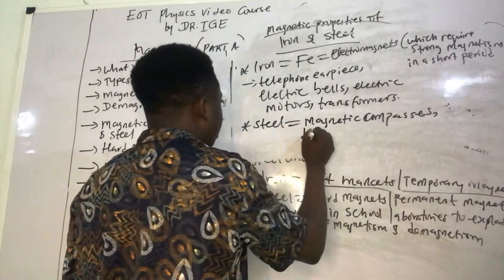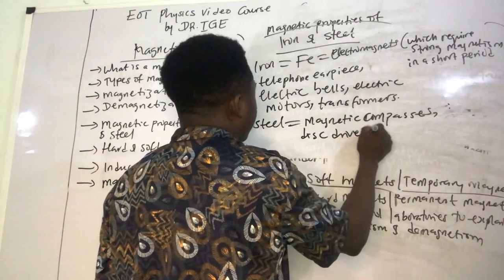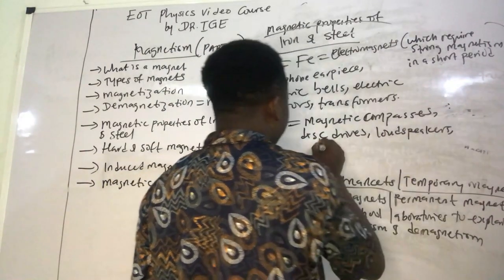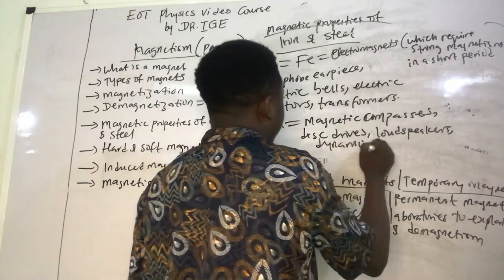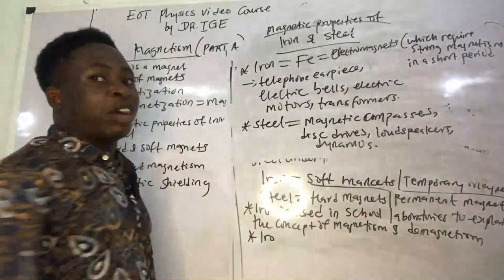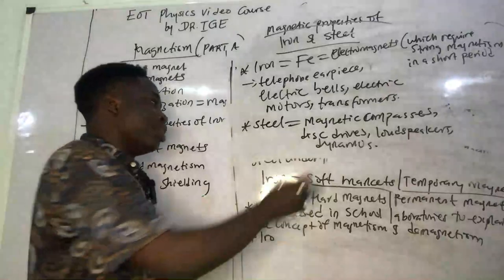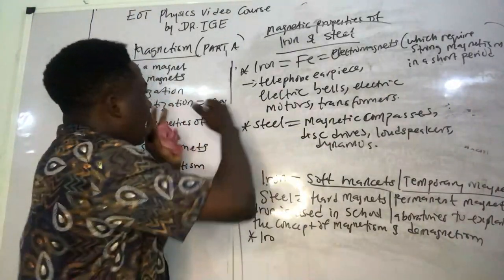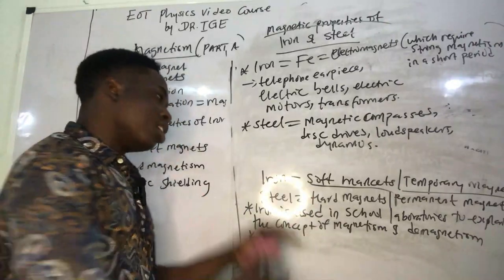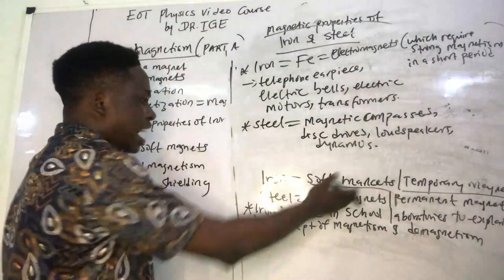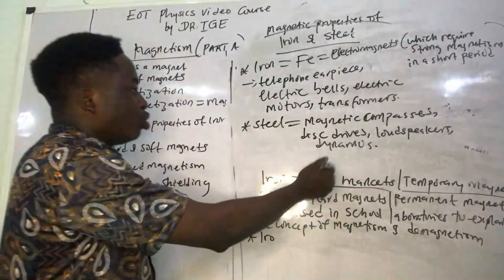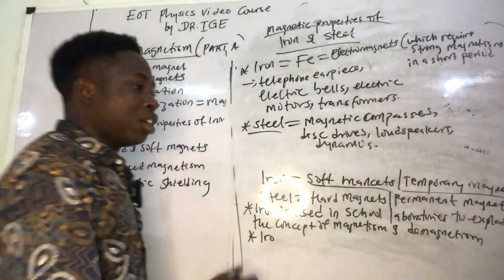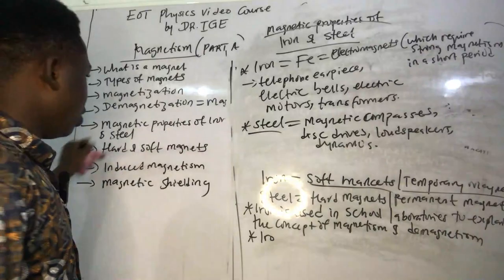and even large speakers, and even dynamos. When we get to this part, I will show you. This definition of dynamos, I know most of you don't really need the real definition. So iron, soft or temporary; steel, hard or permanent, and these are the usages of permanent magnets. So we have talked about the magnetic properties of iron and steel.